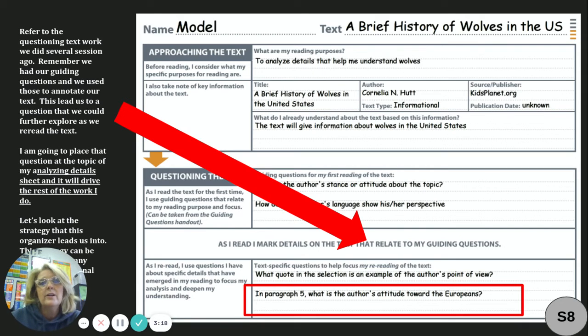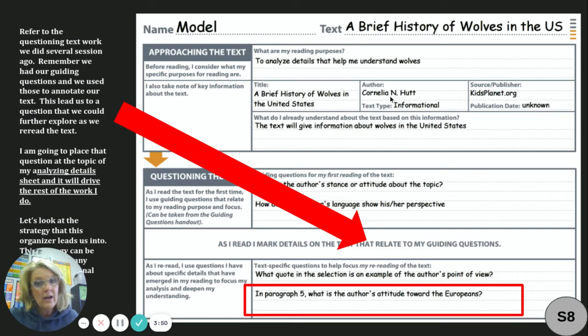So far, we've used this guided questioning for close reading tool. And I'm going to just talk a little bit about a brief history of wolves today, just to use as an example for this. And then you're going to do this work on your own with a passage about Malala, which you'll learn all about in just a little bit. So when we approached a brief history of wolves, we approached it to analyze details that would help us understand wolves. We jotted the title.